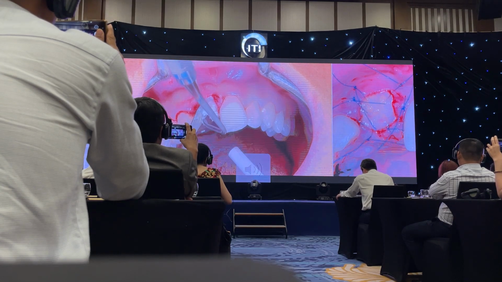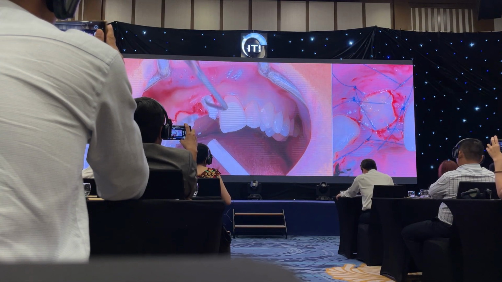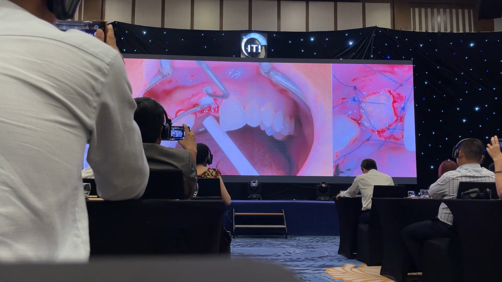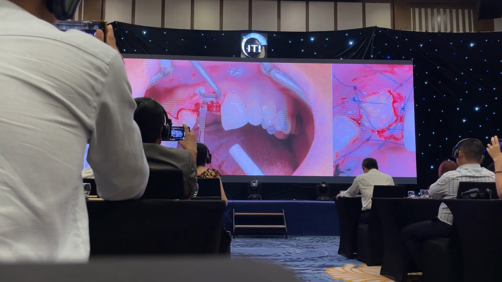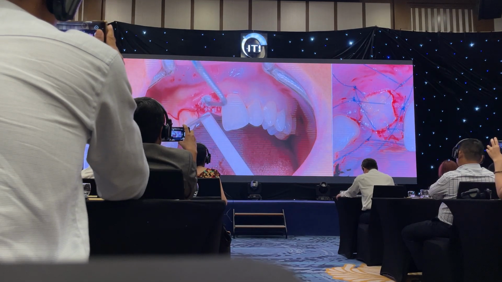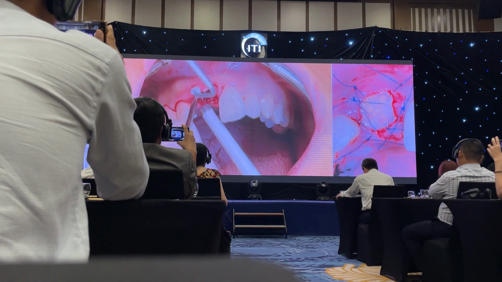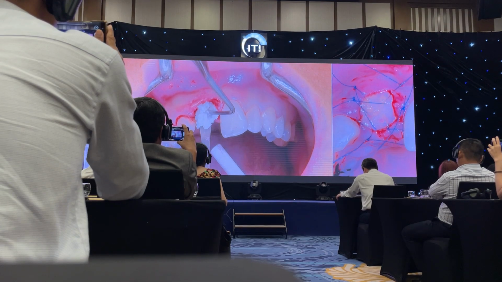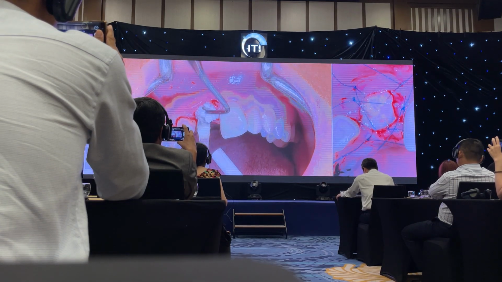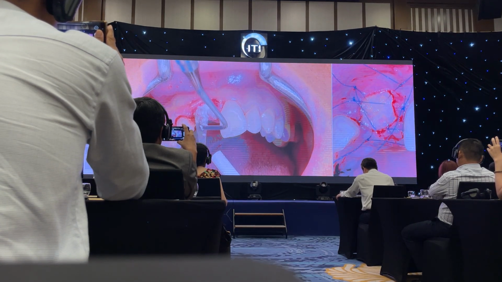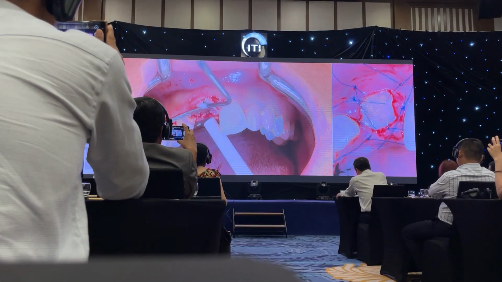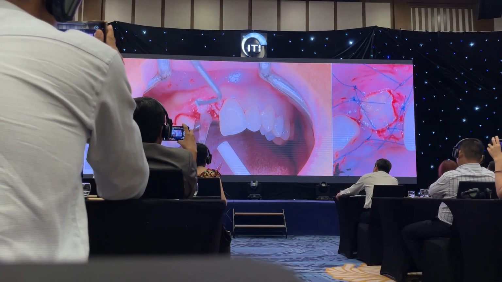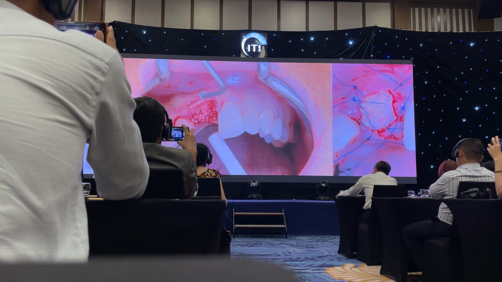Then the socket has to be intact, of course. When you do a socket management, when you have a ridge preservation, you need to have bone everywhere. You should not have a fenestration or a descent of the buccal bone. When we talk about extraction socket management, we will discuss that in more detail. Also for the biomaterial selection, but here basically it's xenograft.